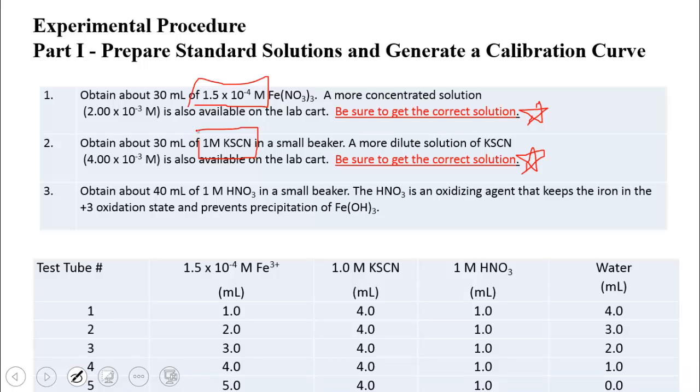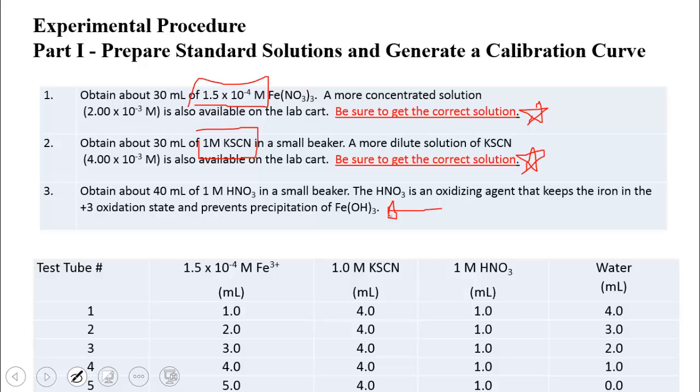We are going to have different concentrations of iron and the potassium thiocyanate, so make sure you're looking at the bottles. This is going to be your big job. We're also going to acidify this reaction so that we don't have any precipitate forming.